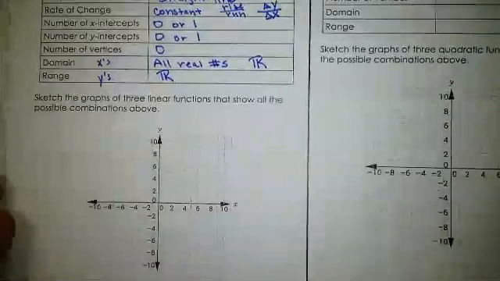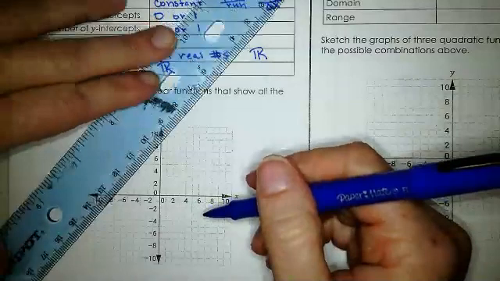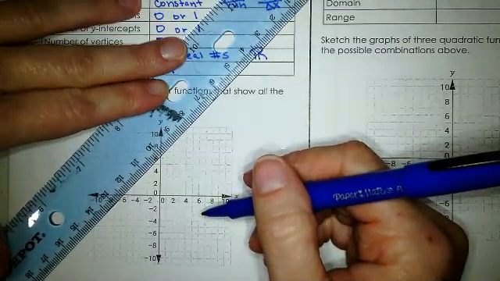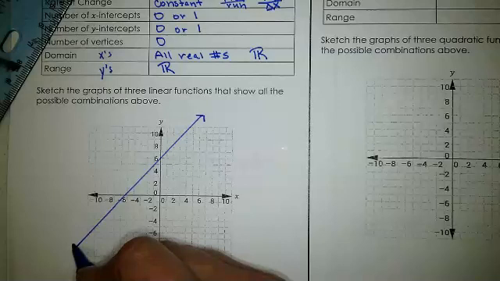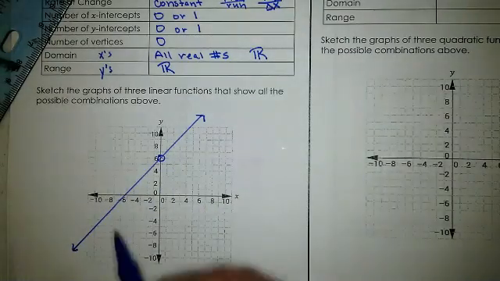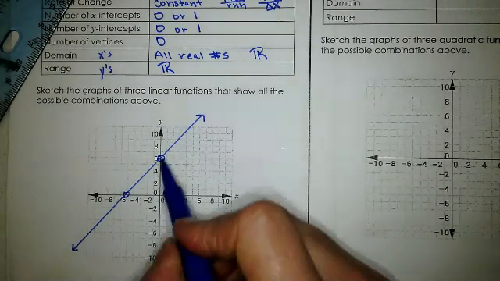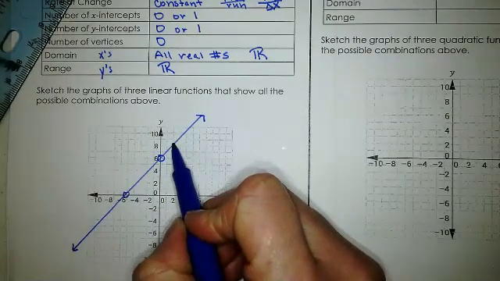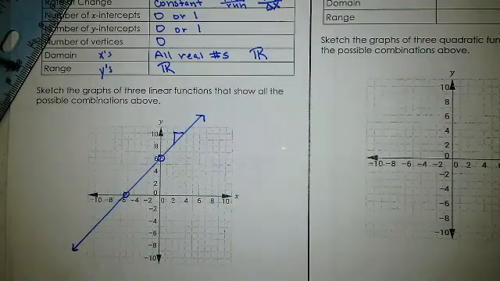Some possible linear equations. You could have a diagonal straight line, something like this. It would have one y-intercept, one x-intercept, and a constant rate of change. You would go up so much and over so much and get back on your line every time.